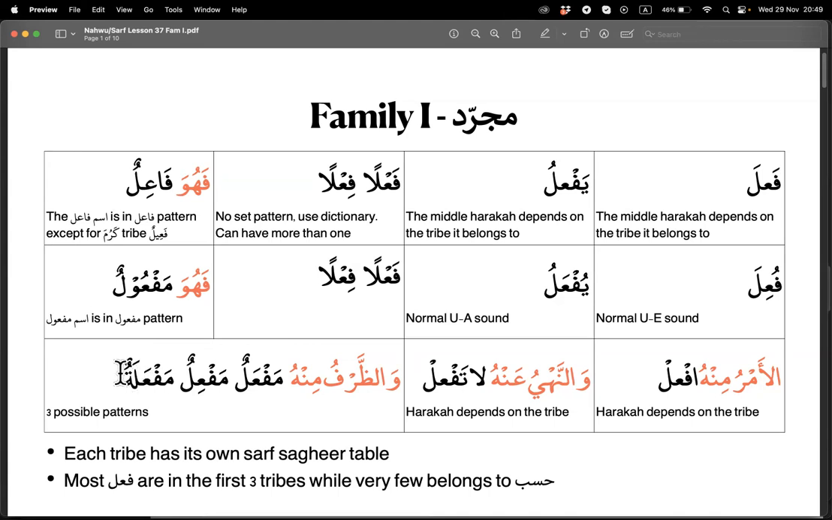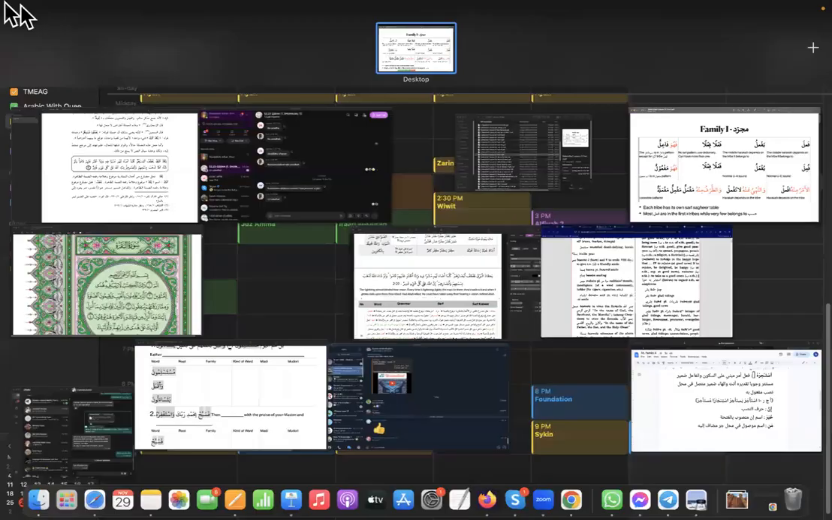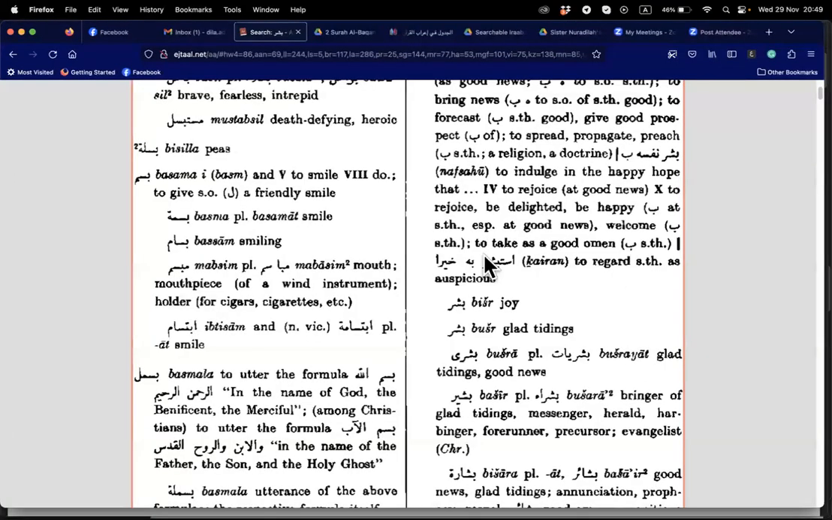Now the masdar here, in family 1, there's no set pattern, like in all the other families. For example, 'allama yu'allimu ta'liman, there's a set pattern. Family 5 has another pattern. Each family has its own pattern. Family 1, this is like a vocabulary thing that you have to try to remember. So to know the masdar, you have to see the dictionary. So let's go there, the dictionary.